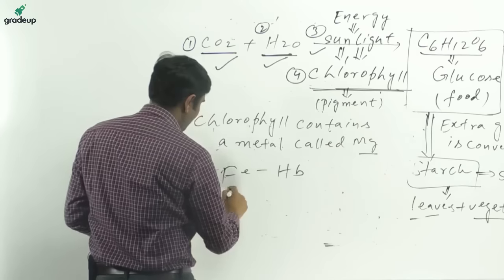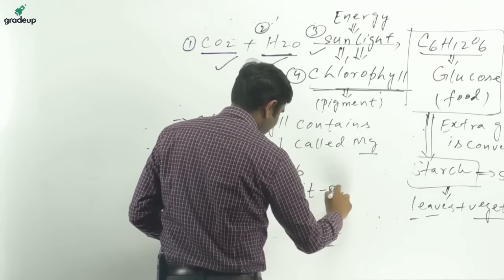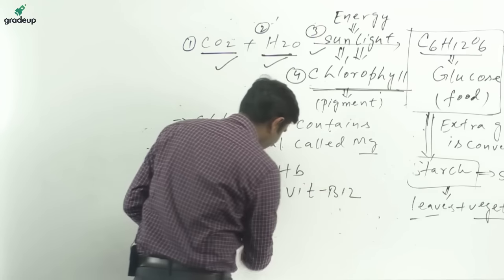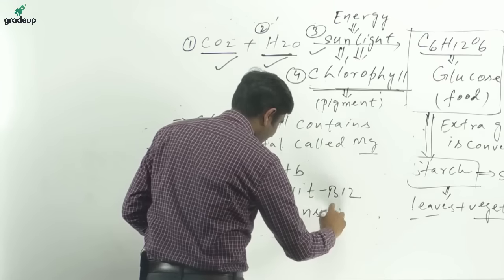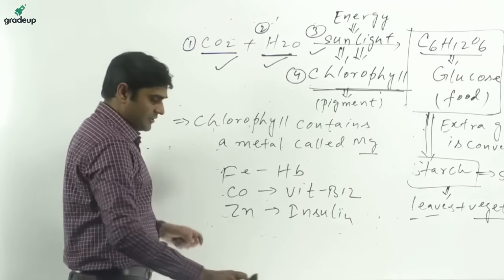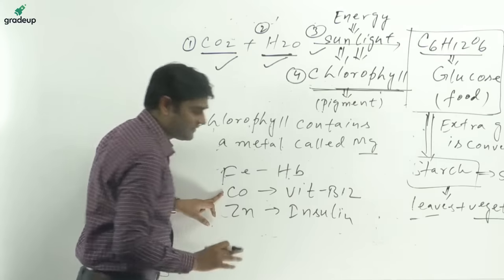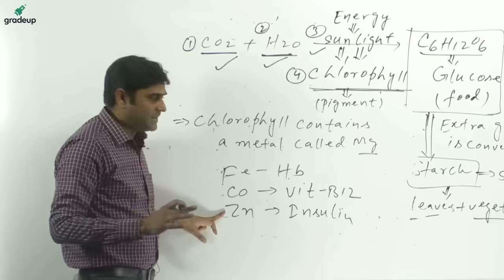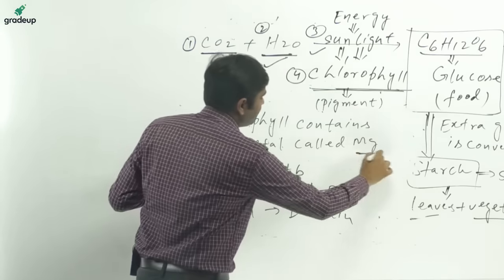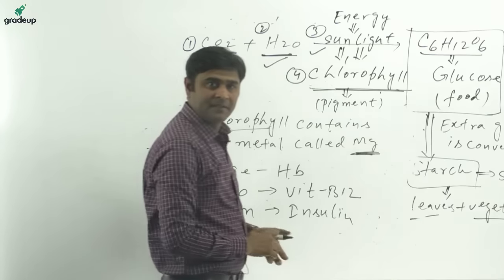Cobalt is present in vitamin B12. Zinc is present in insulin, which is a hormone, guys. So iron is present in hemoglobin, cobalt is present in vitamin B12, zinc is present in insulin, and magnesium is present in chlorophyll. Very important.